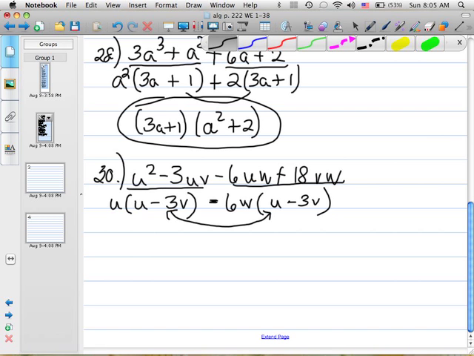So knowing that this has to be the same as this helps you figure out what you need here. So my common factor is u minus 3v. I have to have that common factor, and it was used first with u and then with a negative 6w.